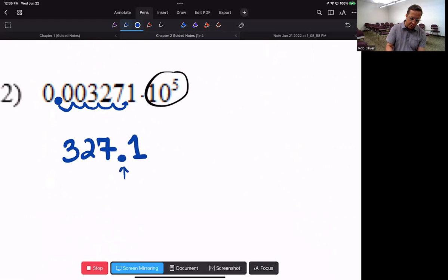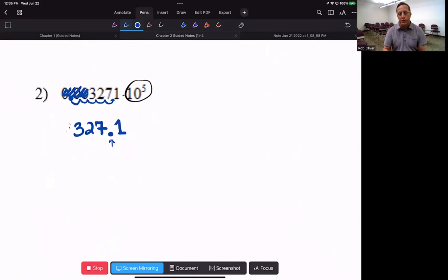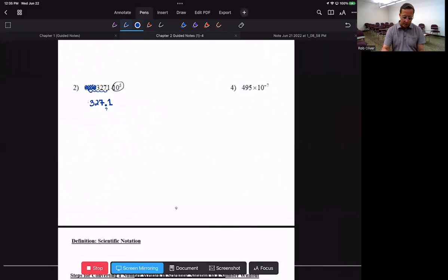And all those other zeros that were in front can drop off. We don't really need those zeros anymore. They just drop off. They were necessary for the decimal, but they're not necessary now.